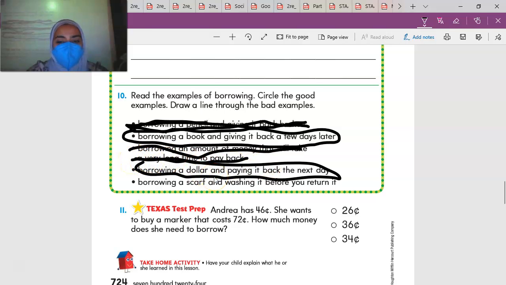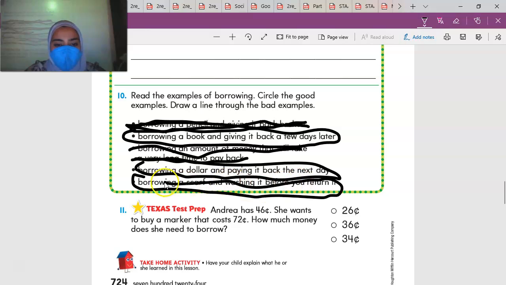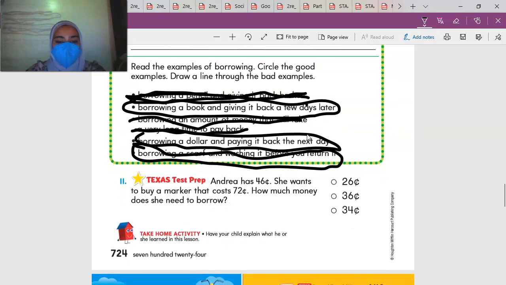Borrowing a scarf and washing it before you return it. Yes, remember I said if you borrow something, you give it back in better condition than they gave it to you or in the same. If you borrowed some kind of clothing that goes on your body, it's normal. We all sweat, even if you're not working out, even if you're sitting down all day, your body's going to let out some kind of sweat. So you want to wash it before you give it back. That's a good example. Number 11 is easy.